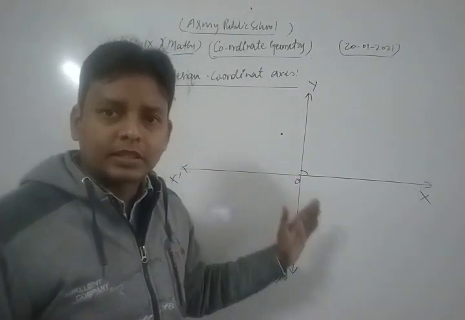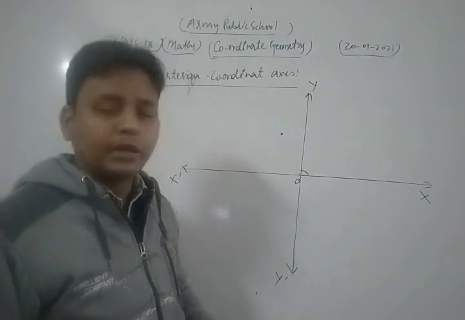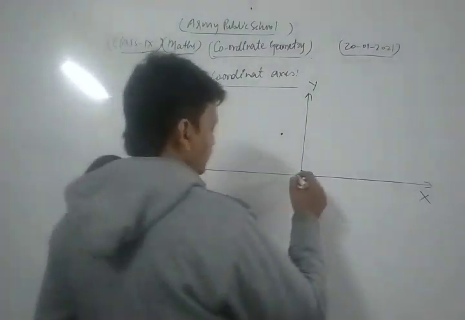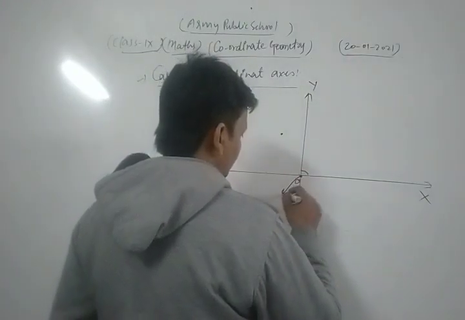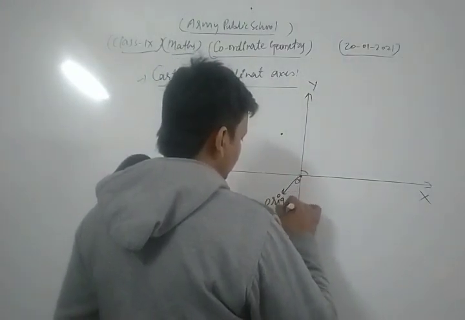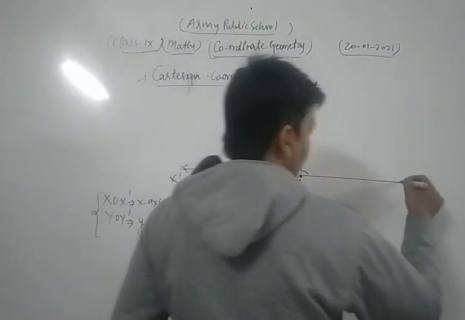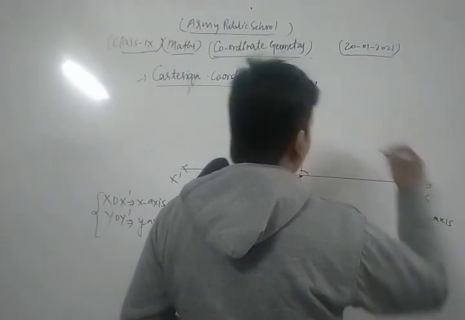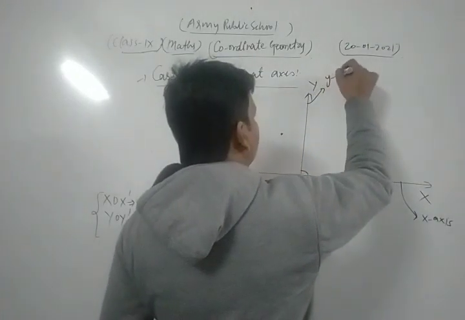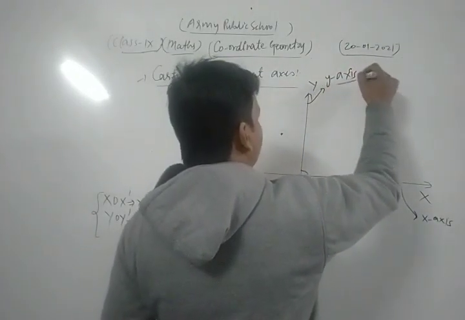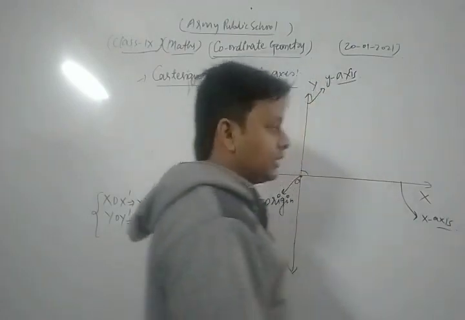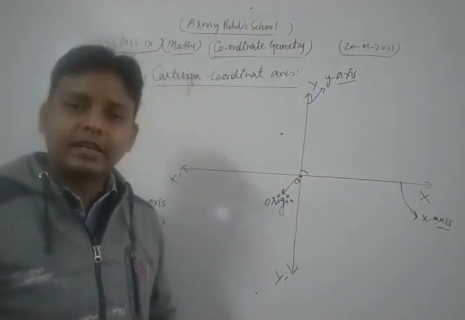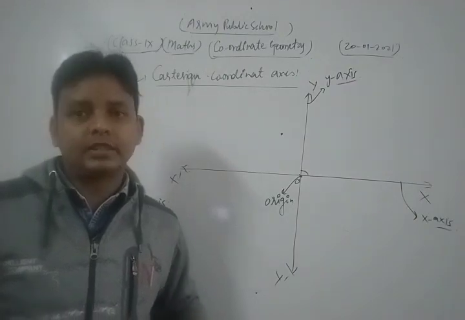The point of intersection of these two mutually perpendicular lines is called the origin. This point is called the origin. This line is called the x-axis, and this is called the y-axis. So these are the concepts of the x-axis and y-axis in the Cartesian coordinate system.